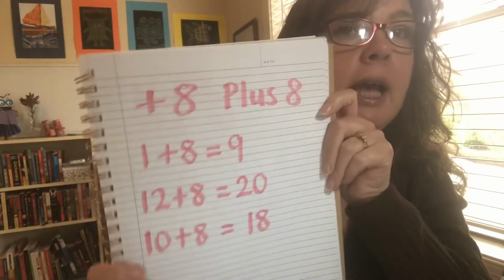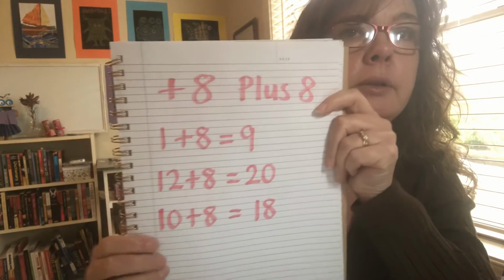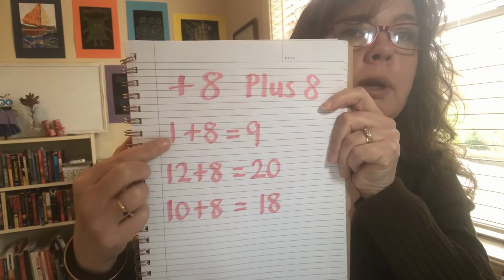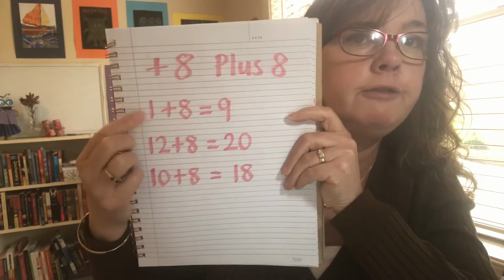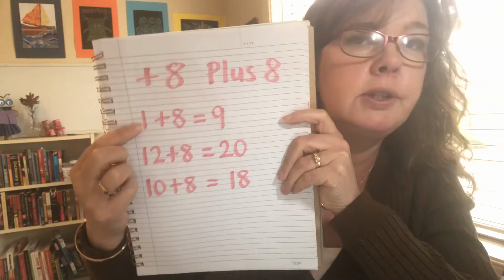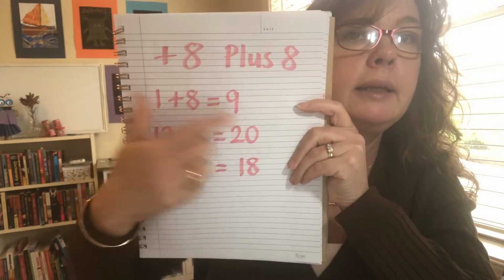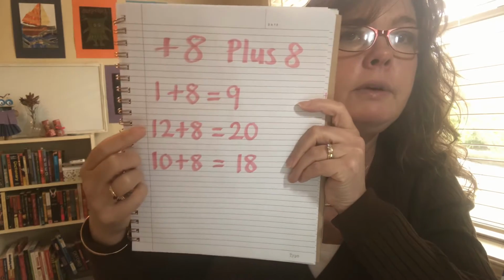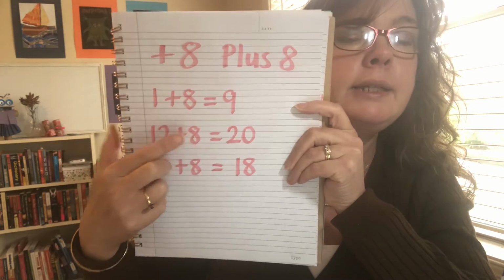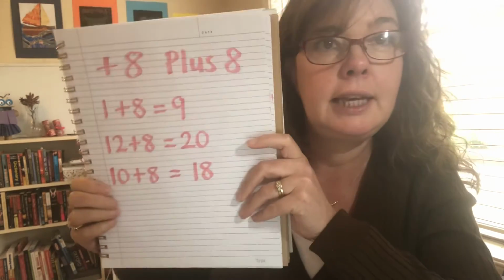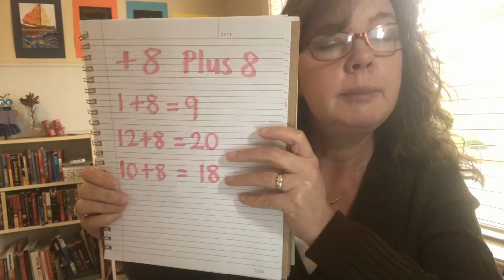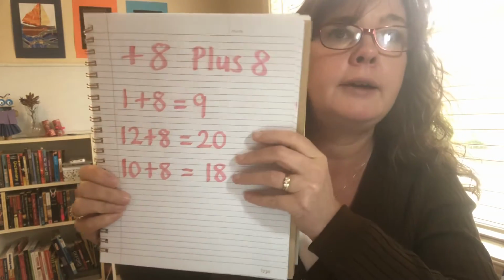If we're looking at the +8 circle, we put a number from the middle circle there. I've chosen 1. So 1 plus 8 equals 9. So we've got 12 plus 8. You can see that I've written here that it equals 20. How would you work that out?